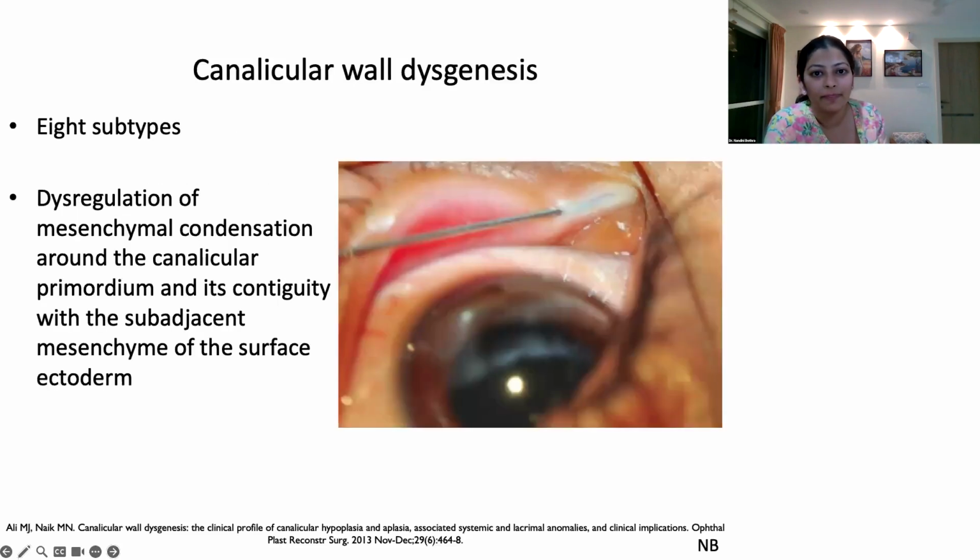Next. Coming to the next mimicker, which is canalicular wall dysgenesis. These kids will come in with complaints of epiphora, which is just water. There is no discharge, and the epiphora is minimal. There is not too much epiphora. If it is associated with an underlying nasolacrimal duct obstruction, there will be excessive epiphora and discharge. But why is it important to recognize this condition? Can we move on to the next slide?